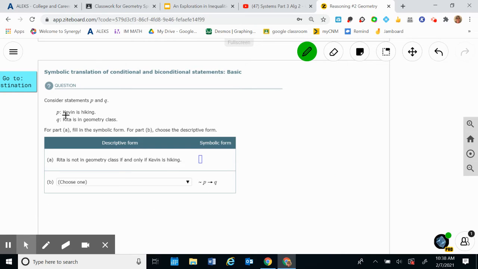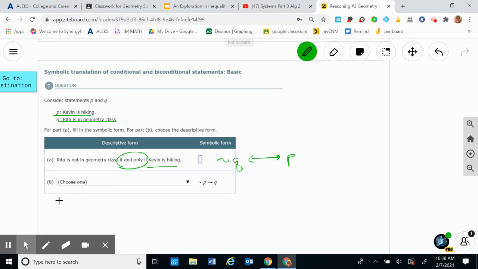All right, so check your answers. Consider statements P, Q. So P: Kevin is hiking. Q: Rita is in geometry class. Really, they should have nothing to do with one another, but whatever. Okay, Rita is not in geometry class. So that is not Q. If and only if, arrows both directions, Kevin is hiking. That is P.